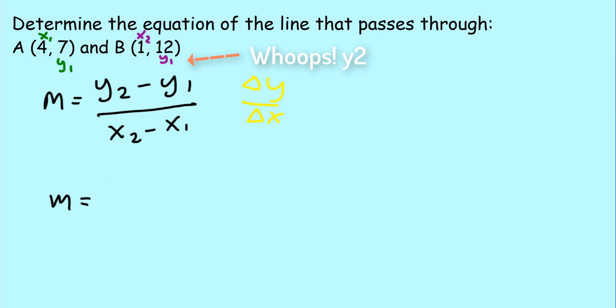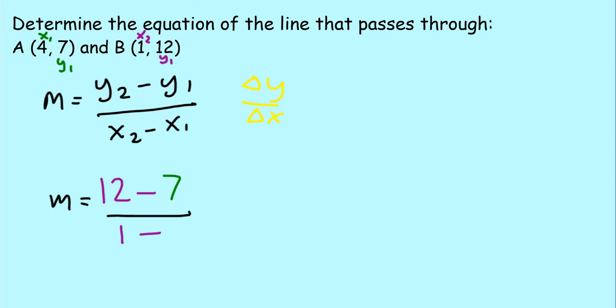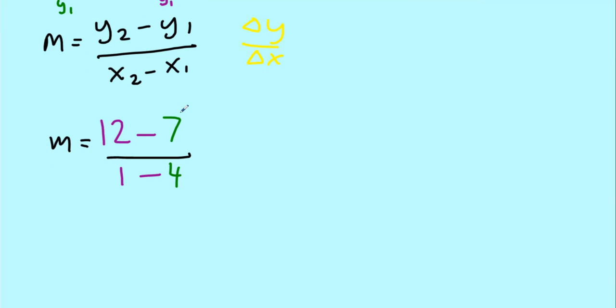So my y2 value is 12 subtract y1, which in this case is a 7. Everything over my x2 value, which is 1, subtract my x1 value, which is 4. So 12 minus 7 is 5. So that's equal to 5 over negative 3.